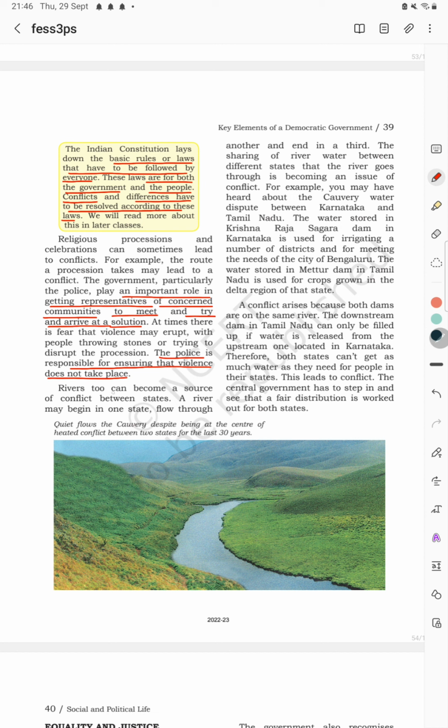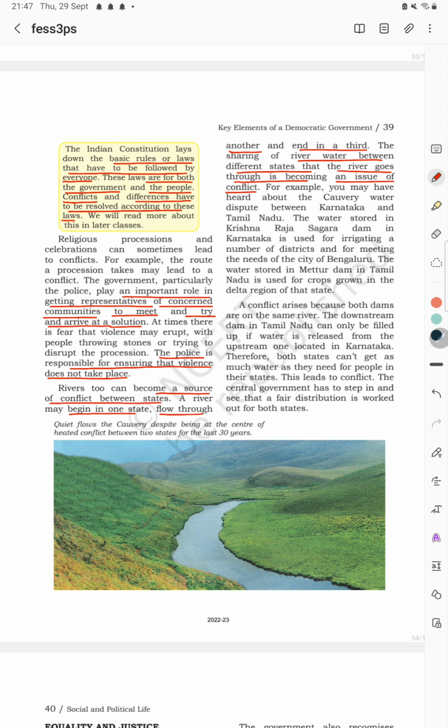Take the case of rivers. Rivers too can become a source of conflict between states. A river may begin in one state, flow through another state, and end in a third state. So when a common resource is flowing through three states, then conflict is bound to arise. So the sharing of river water between the different states that the river goes through is becoming an issue of conflict.